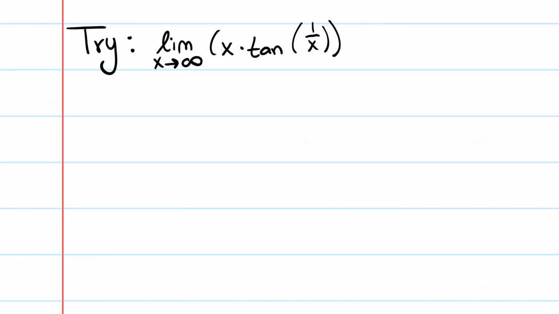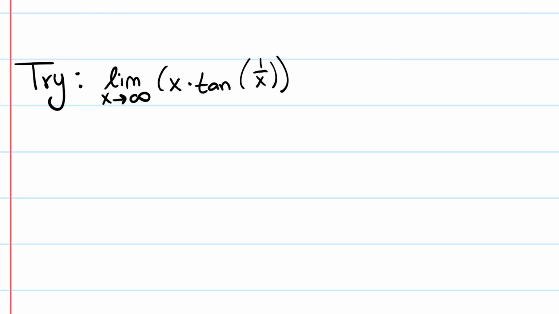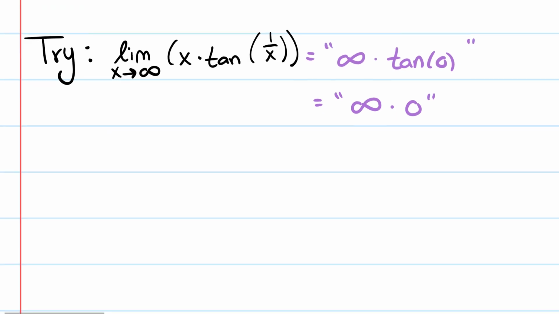Okay, now on your own, I want you to try to determine the limit as x approaches infinity of x times tangent of 1 over x. Alright, so the first thing we're going to try to do is a direct substitution. But if we do that, we're going to get infinity times tangent of 1 over infinity, which is 0. And this is going to give me infinity times 0. So again, that really doesn't tell us anything. So we're going to have to use something different.